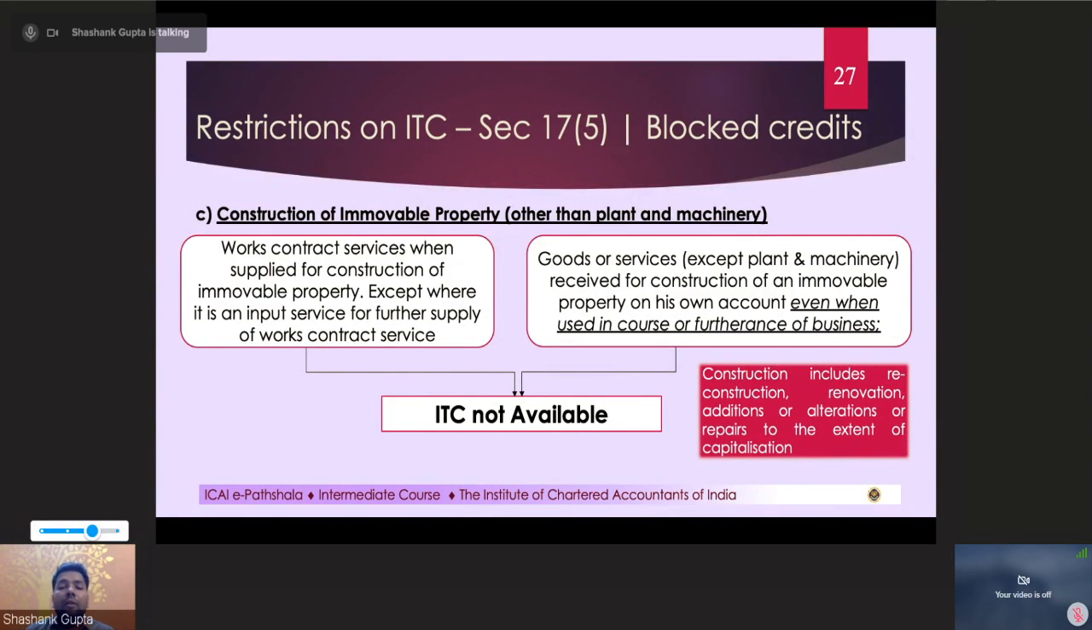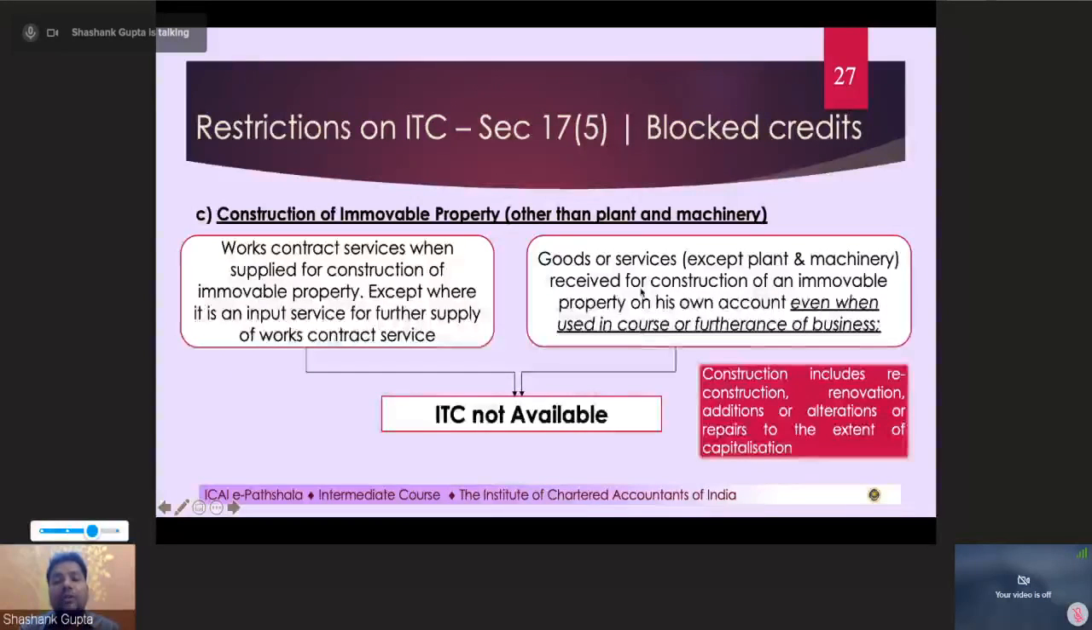right next to your plot there is a builder. He is building 100 flats. He gets the same contractor that, okay, you will build my building also. And he says, okay, I will charge you this amount. The contractor says, I will charge you this amount plus GST. And he smiles and looks at you. I will avail the credit. And you have to say, yes, you can avail the credit because it is an input service for further supply of works contract.